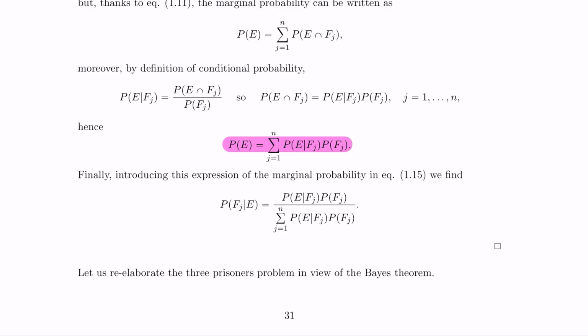We're going to use immediately the generalized Bayes' theorem to provide a much simpler solution to the three prisoners problem that we have discussed in the previous lesson. Before continuing the video, it is strongly recommended that you carefully review this problem in your notes or revisit the video from lesson 3.